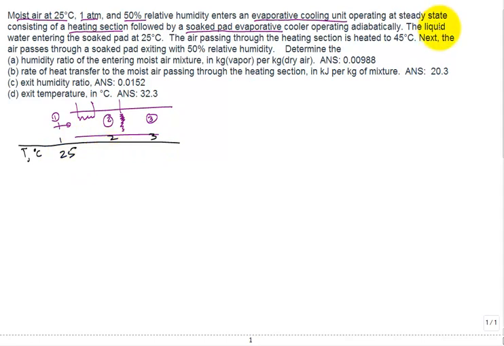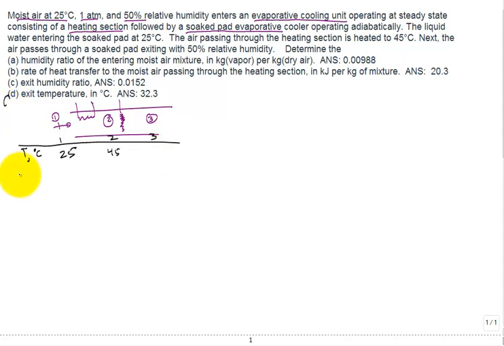If you continue to read, the air passes through the heating section and is heated to 45 degrees C. All right. And we don't know the exit temperature. That's one of the unknowns. What is in part D? What is the exit temperature at state 3?